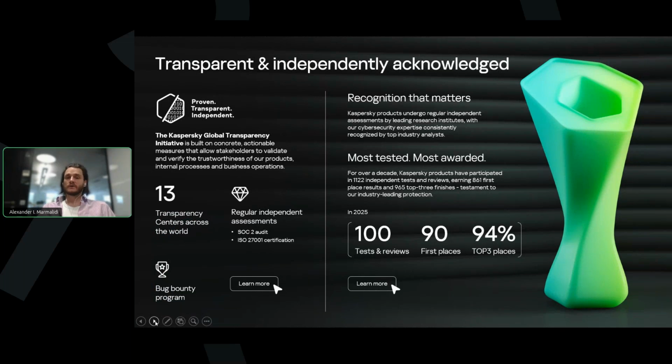Our products undergo constant assessments. We are the most tested and the most awarded vendor, and we have participated in more than 1,000 independent tests and reviews. And in 2025, as you can see, 100 tests and reviews, among those 90 first places, 94% top three finishes. So when this presentation is shared with you, there are links, of course, that you can use to learn about it more yourselves, and of course, get some ideas, concepts, and information that you can use in your assets as well.